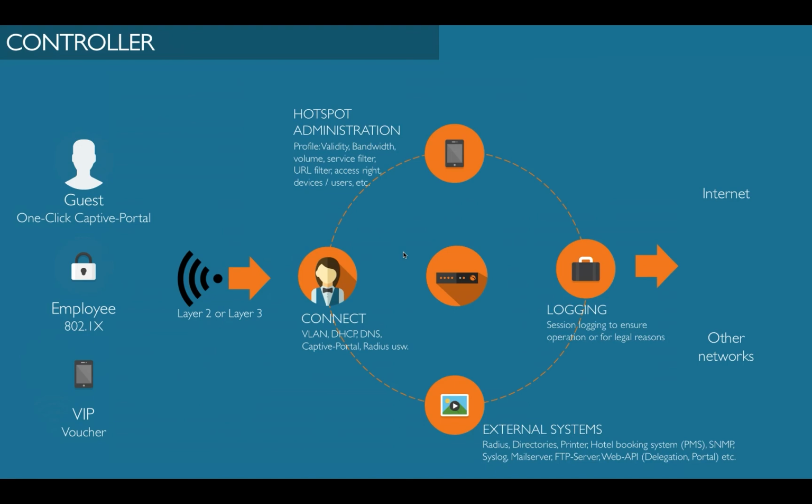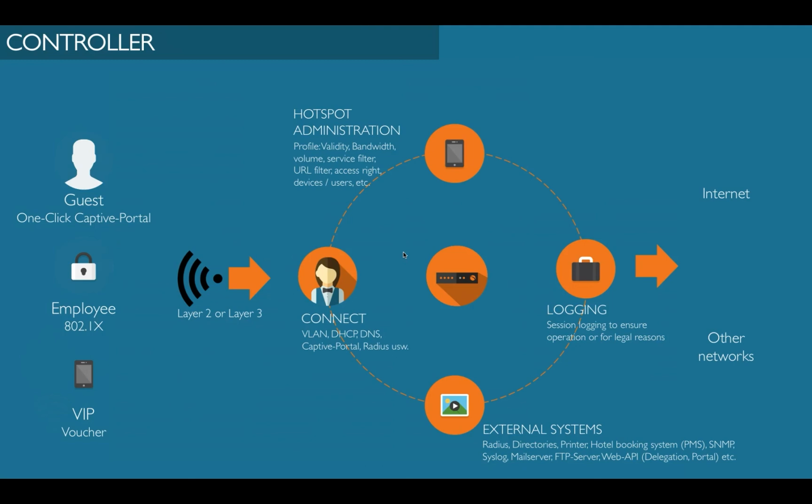So in this example, you see what I've mentioned before. You have a guest profile, an employee profile, and a VIP profile. All of them are using different types of registration or authentication methods. Let's check the guest. The guest will be redirected to the captive portal. Then there's one click. You click on one click, and you will be connected.